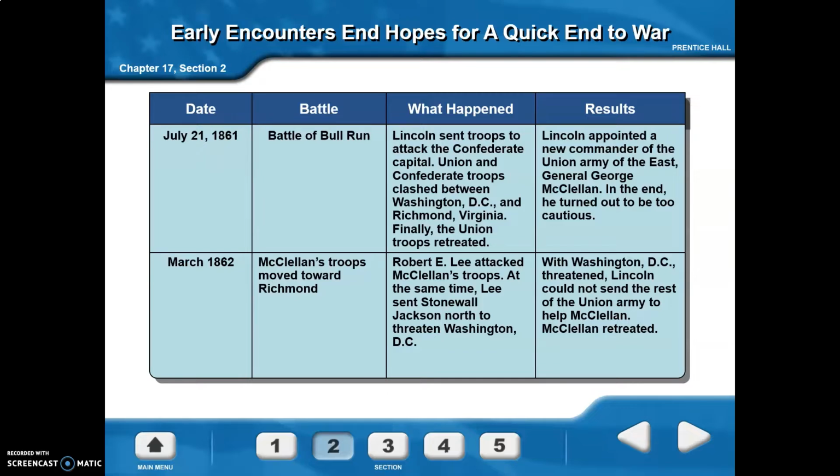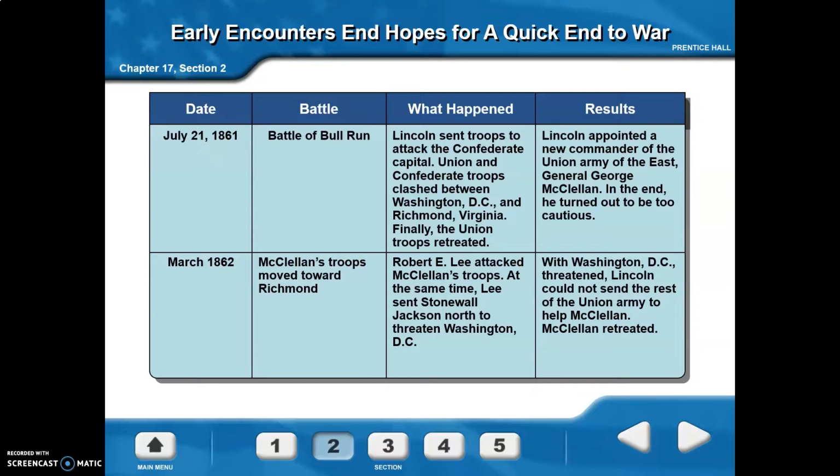One battle is the Battle of Bull Run. It happened in 1861 on July 21st. The main thing you need to know about this battle is that Lincoln sent troops to attack Richmond, the capital of the Confederacy, and Union and Confederate troops clashed and fought each other between D.C. and Richmond, Virginia. The Union troops retreated because they were so unprepared.